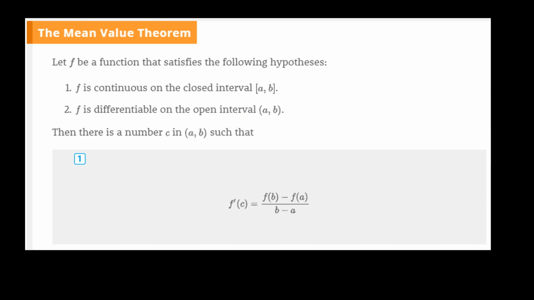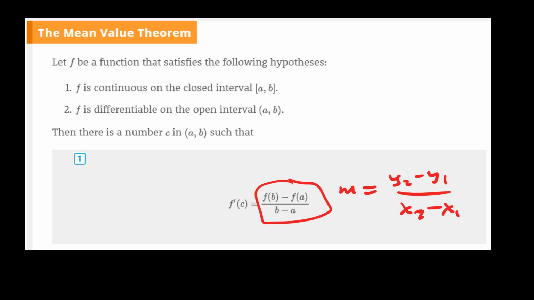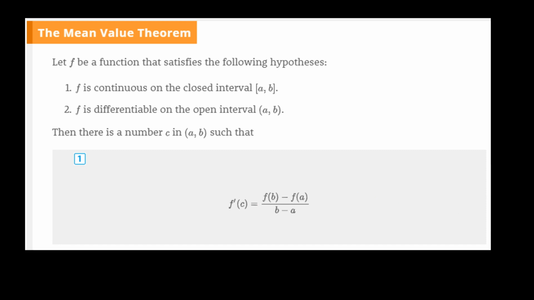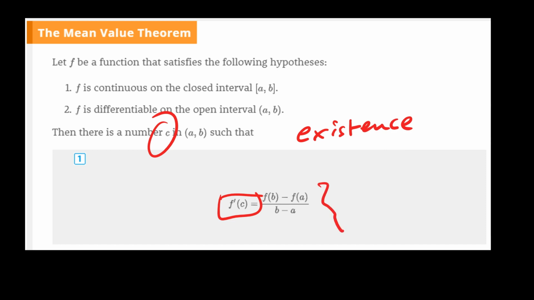And then there's a number c such that, see the slope at the endpoints, this is just m is equal to y2 minus y1 over x2 minus x1. Slope at the endpoints, that is equal to the derivative, the slope of the tangent line, at a certain number c. So there exists a number c. So this is called an existence theorem. It says there exists a number where this is the case, but it doesn't tell you how to find it.